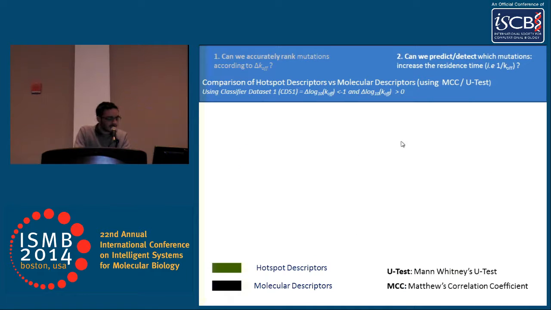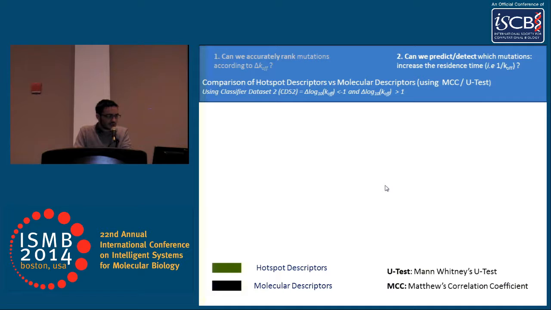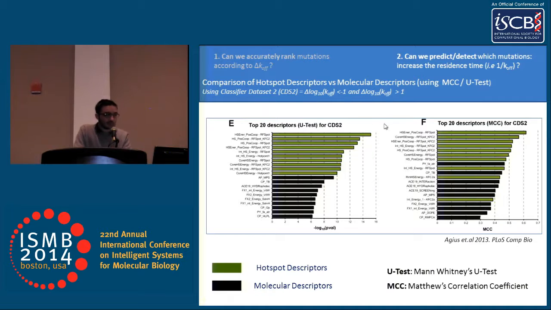Another thing that we check is, again, we are very interested in these mutations which increase the residence time, those rare mutations. So we use the classifier data sets now and calculate the MCC, U-test, and a bunch of other classification-related measures. Again, what you can appreciate here is that in a ranked list, the hotspot descriptors in green tend to dominate. And similarly, if we check the second classifier data set, which removes the neutrals, again, the hotspot descriptors tend to dominate.